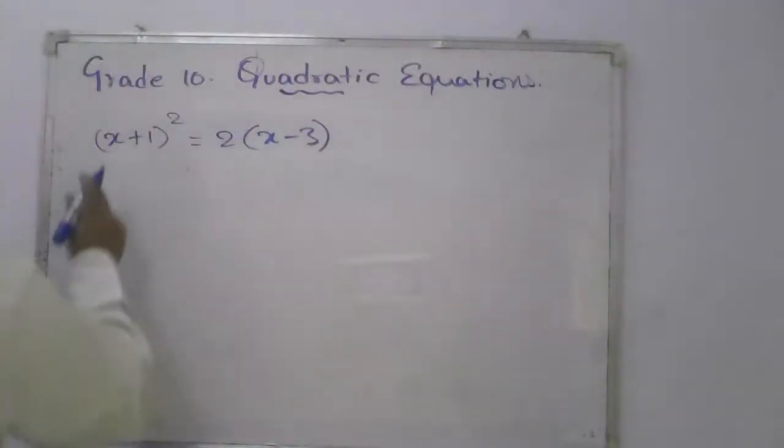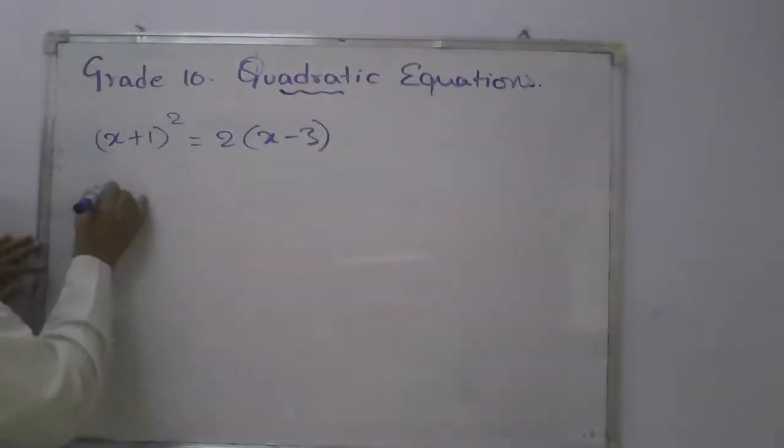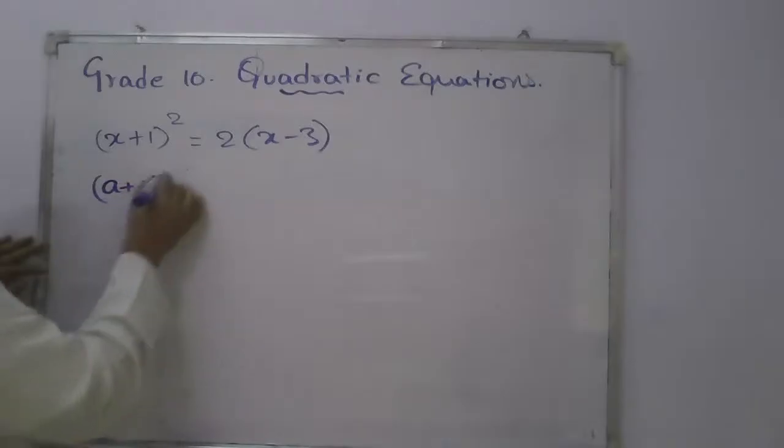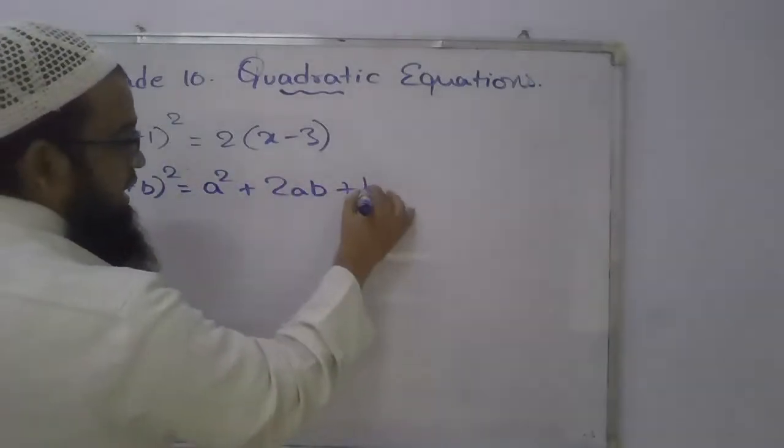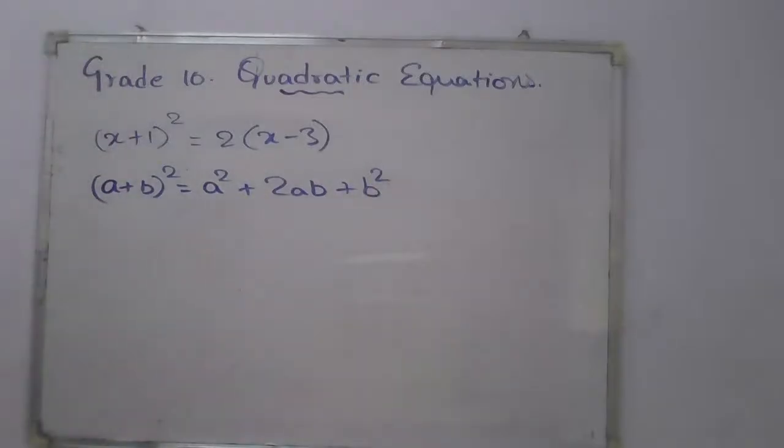So what to do? You have a whole square. So can I take it as a plus b whole square? What is a plus b whole square? a square plus 2ab plus b square. If it is given for 2 marks, no need to write all these things.